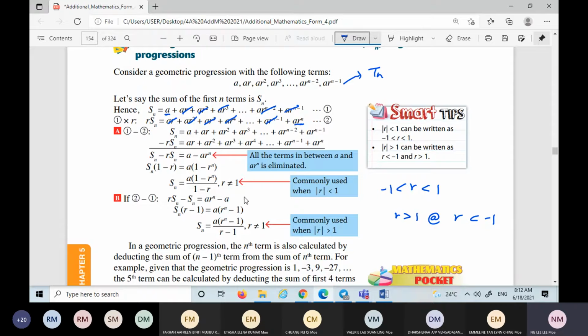That's all. But remember one thing, r we don't take as 1, because 1 minus 1 at the denominator is 0, and 0 will give you infinity. So r here we don't take as 1. So this is how we derive the formula for Sn. If you think you cannot remember the steps, then you need to copy all this as your notes. I'm just afraid the question may ask you to derive the formula.